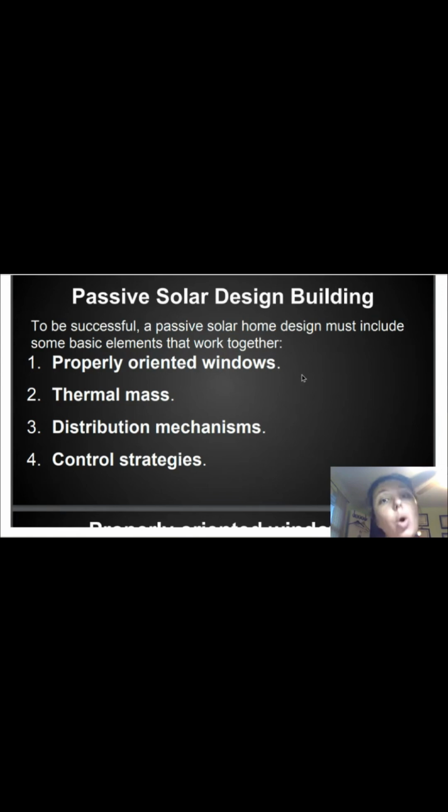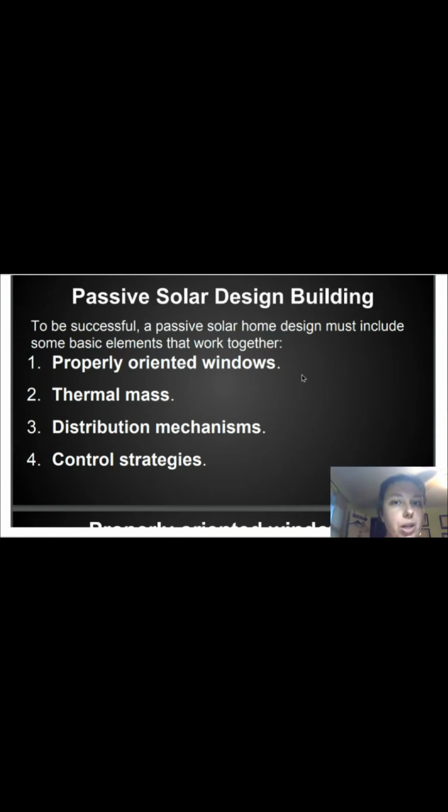So are you opening up the floor plan so that there's an easy way for air to move around? And then is there some way to get the heat to escape to keep the home cool when it needs to be? And then control strategies. How am I keeping everything moving around the home? How am I orienting this house to make it work for me?